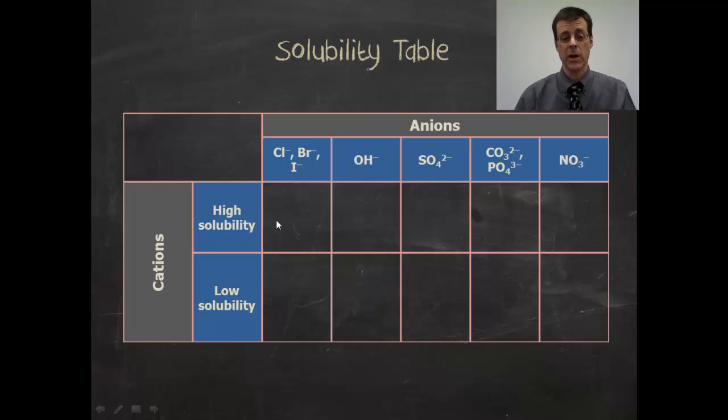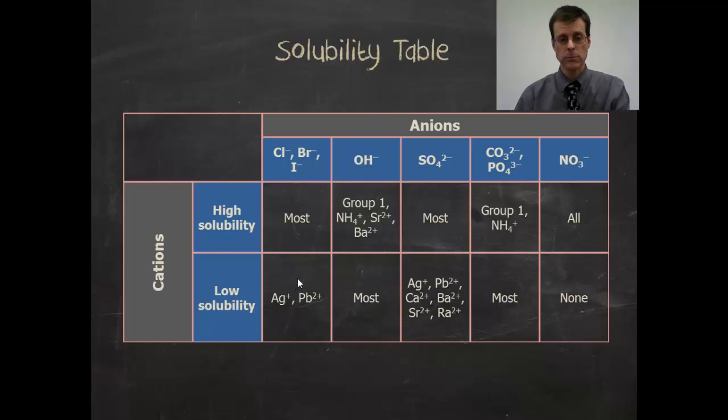Your textbook actually has numbers, and we're not ready for the numbers yet, but basically it's 0.1. Anything 0.1 and above is high, and below 0.1 is low. Well, what about the ones that are exactly 0.1? Again, there really aren't any. So low is usually very low. Okay, let's fill it in.